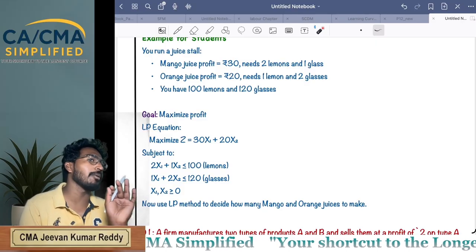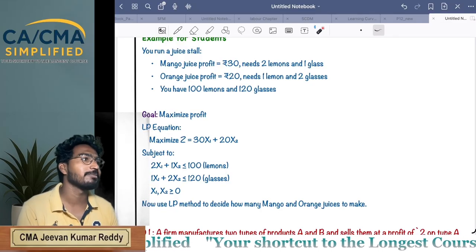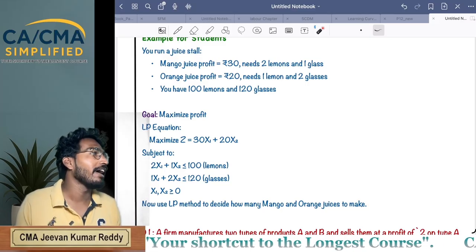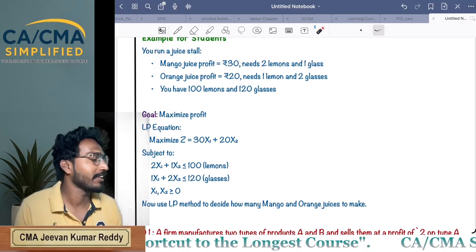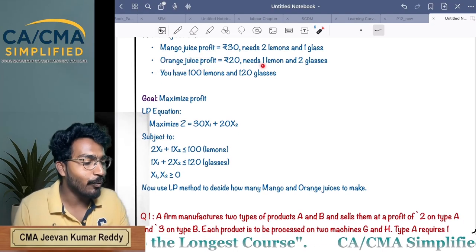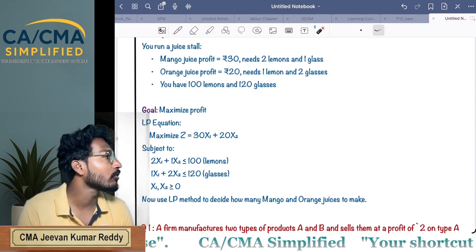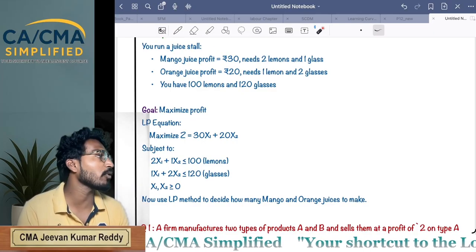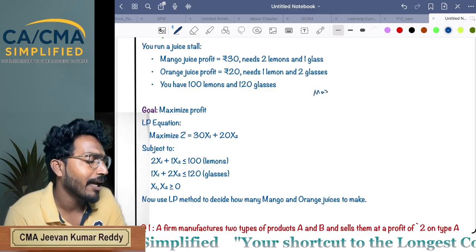Just read the problem as it is. Don't dig into the problem. For mango juice, why lemons are used? How do I know? I am not running any juice center now. I don't know. For orange juice, it requires 1 lemon and 2 glasses. What is our objective? To maximize profit. How to maximize profit? Maximize the profit of juice center. That is max Z. Am I right?